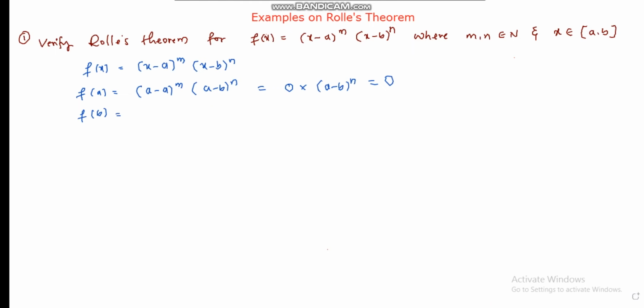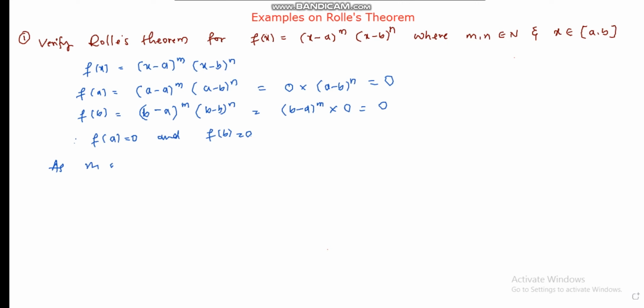Similarly, f of b is equal to (b minus a) whole raised to m into (b minus b) whole raised to n. It becomes 0 because b minus b is 0, so again we get the answer 0. Therefore, we get f of a is equal to 0 and also f of b is equal to 0.